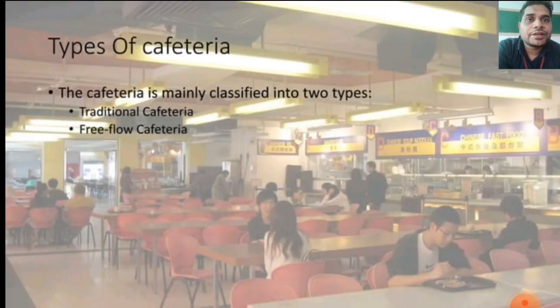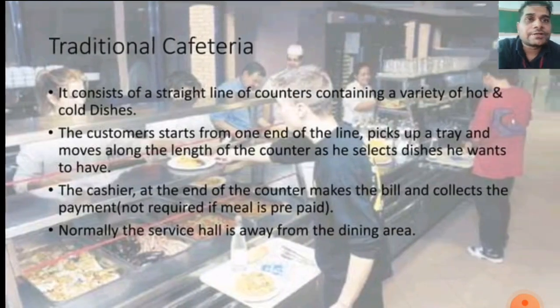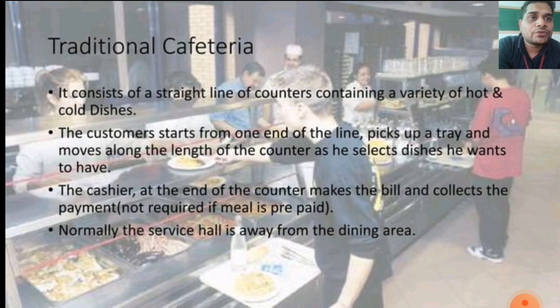Now, the types of cafeteria. The cafeteria is mainly classified into two types: traditional cafeteria and free flow cafeteria. Basically, a traditional cafeteria consists of a straight line of counters containing a variety of hot and cold dishes. The customer starts from one end of the line, picks up a tray and moves along the length of the counter as he selects the dish he wants to have.